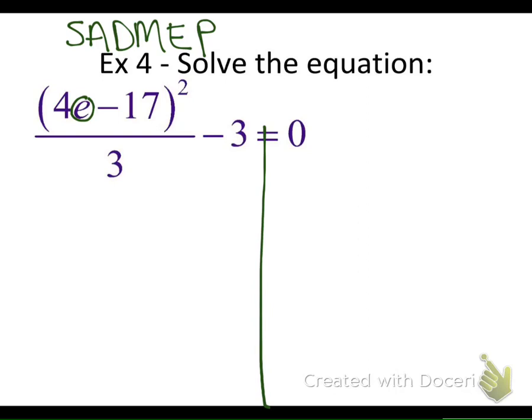So the first thing I need to do with my new notes is box the square. So what's being squared here? What's in the parentheses? So I'm going to put a box around that whole thing here.